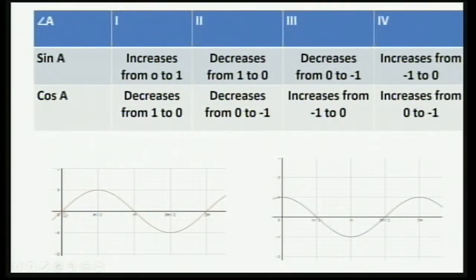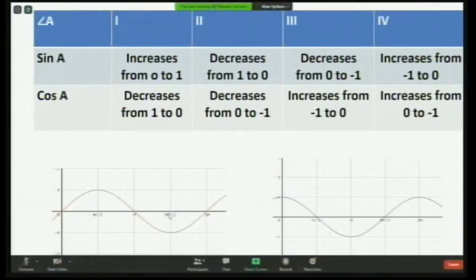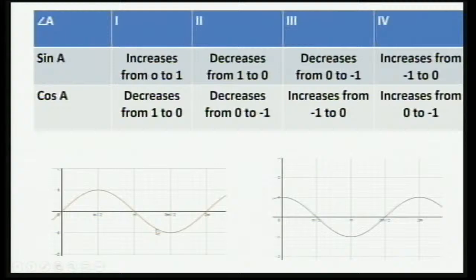In the third quadrant, from pi to 3 pi by 2, what is happening? It is decreasing from 0, because the value of sine at this point is 0, and it goes to minus 1. So 0 to minus 1 means it is decreasing. After that, from 3 pi by 2 to 2 pi, the fourth quadrant, it increases from minus 1 to 0. So this is the nature of the sine function.